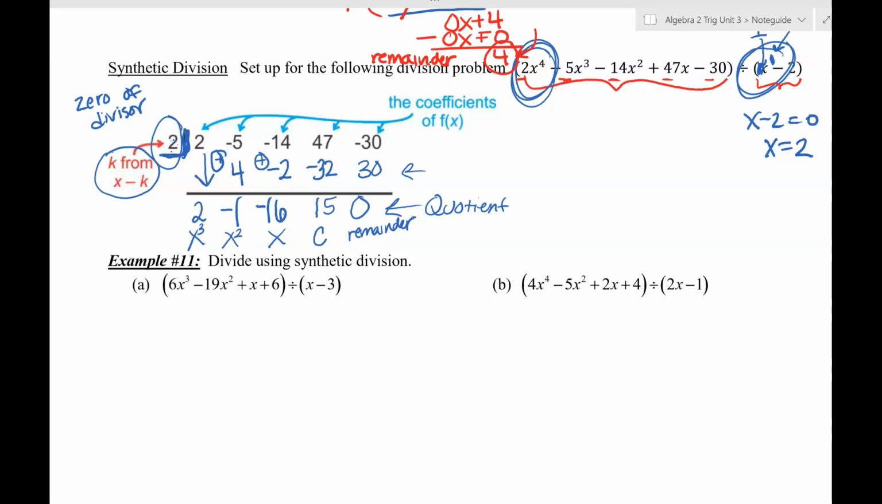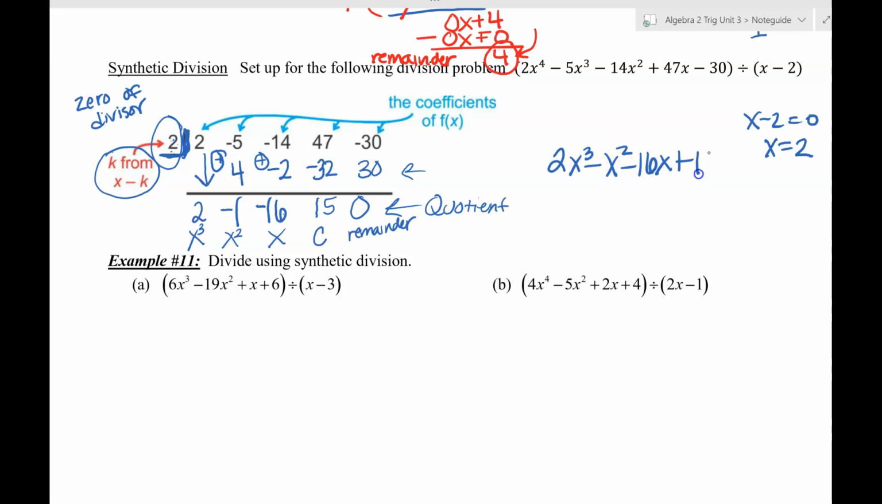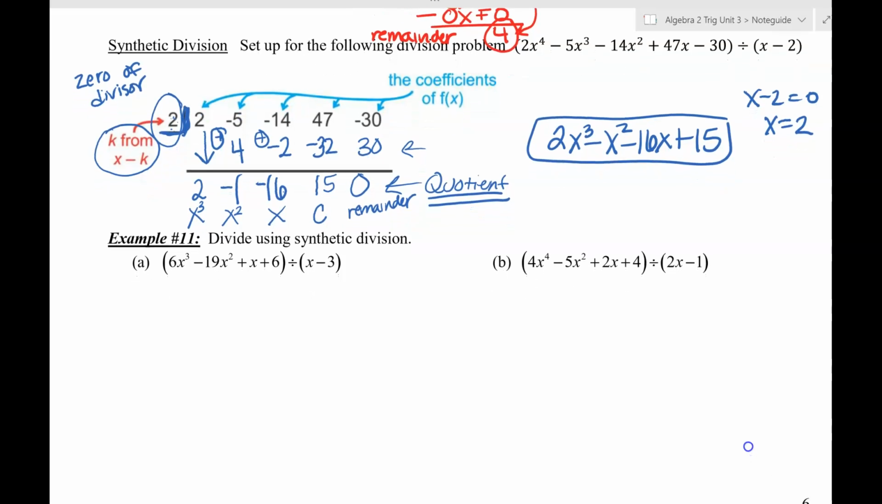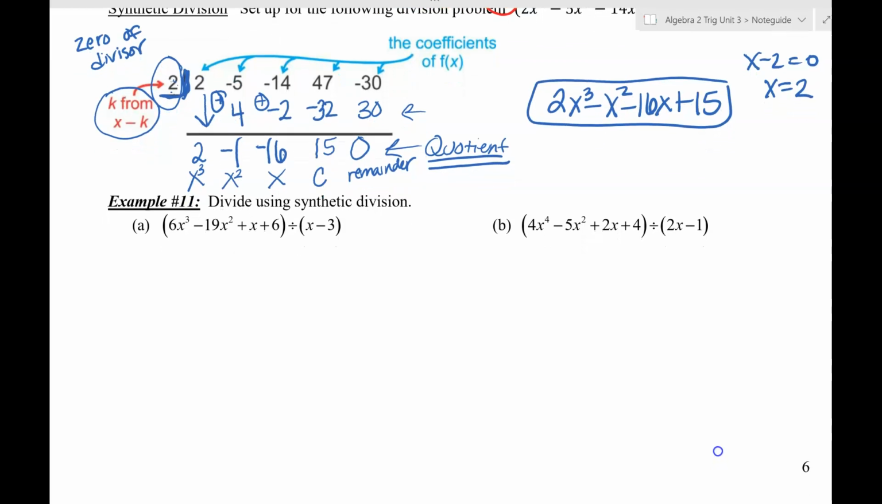So in this problem, we have no remainder. That means it divides evenly, or is a factor of this number. So what is the answer when I actually do this division problem? This giant quartic divided by x minus 2 leaves us with 2x cubed minus x squared minus 16x plus 15 with no remainder. And I'm getting that answer from that last line down there. So we're going to just go through a couple of examples.